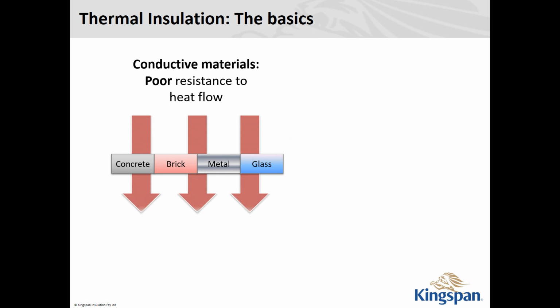To give you an example of some materials that are poor insulators, they're more like solid products, such as concrete, brick, metal, glass, materials that don't have a lot of air in them. Products that are solid are classified as poor insulators or good conductors.